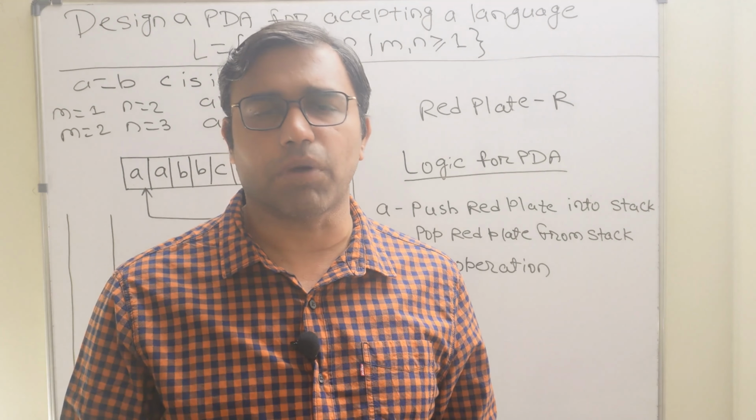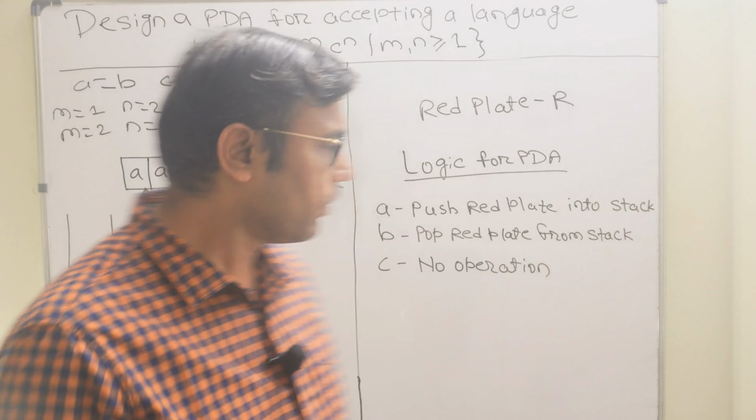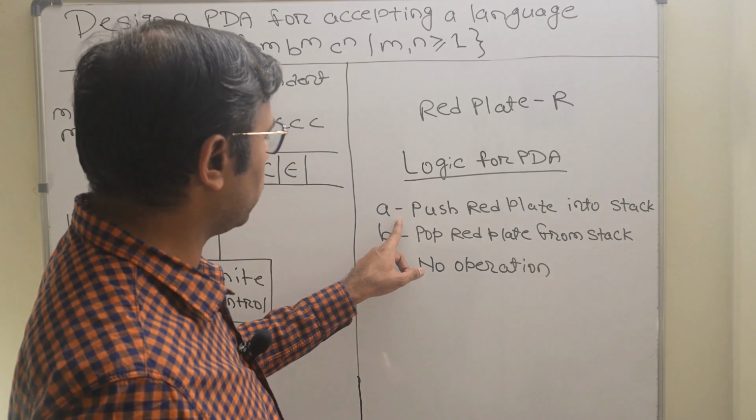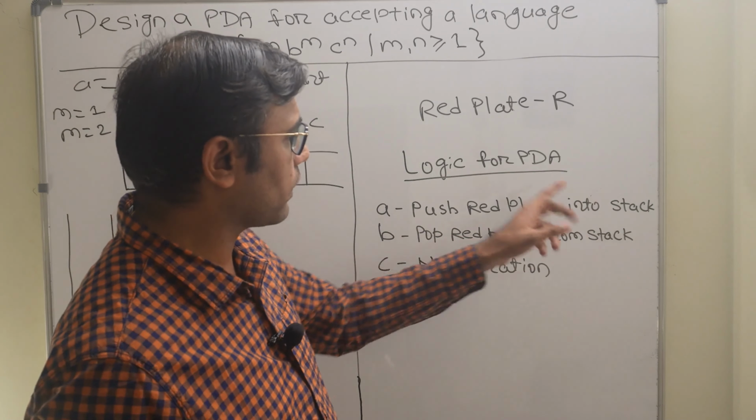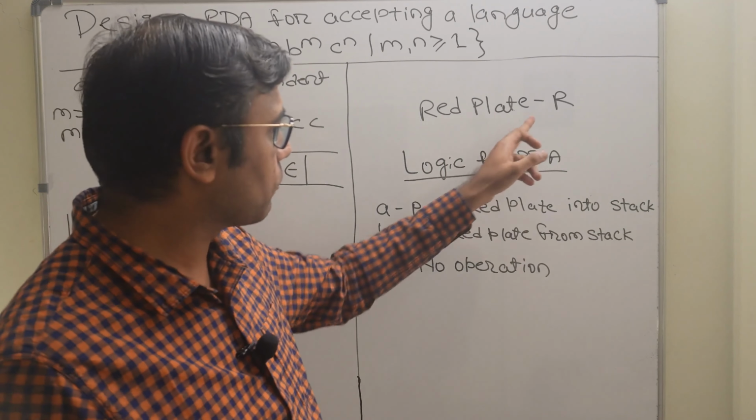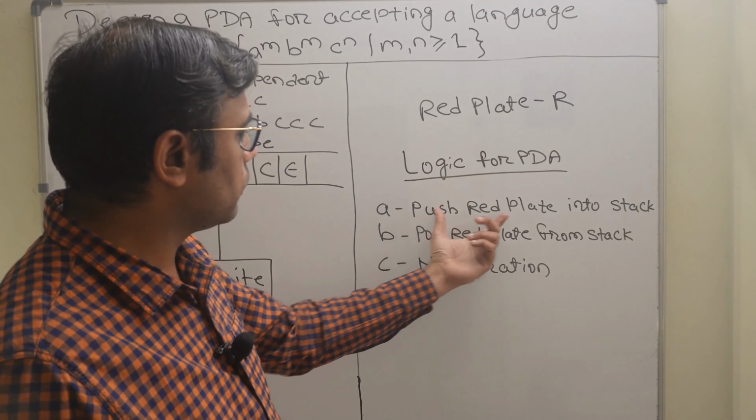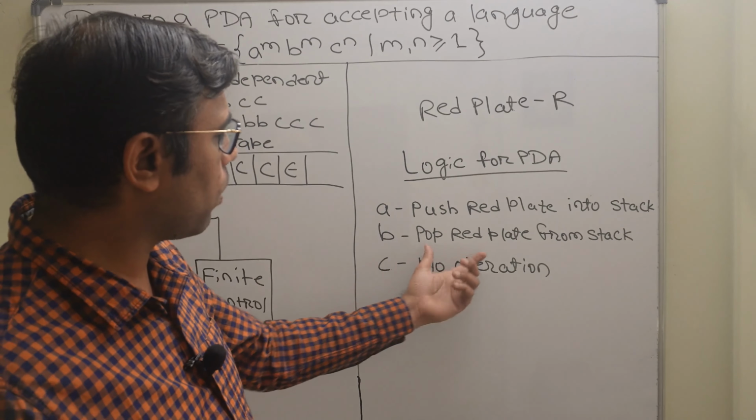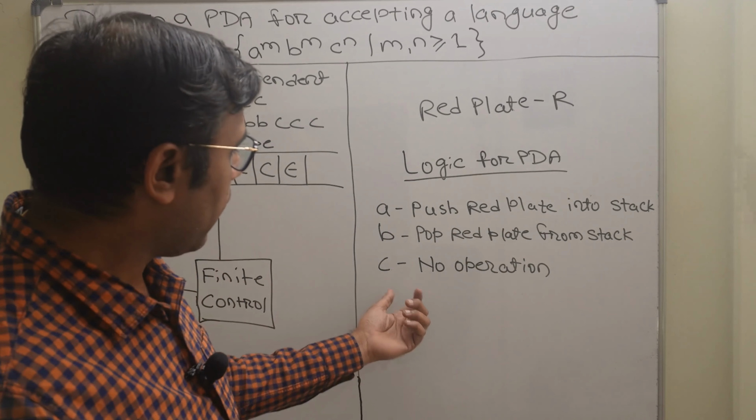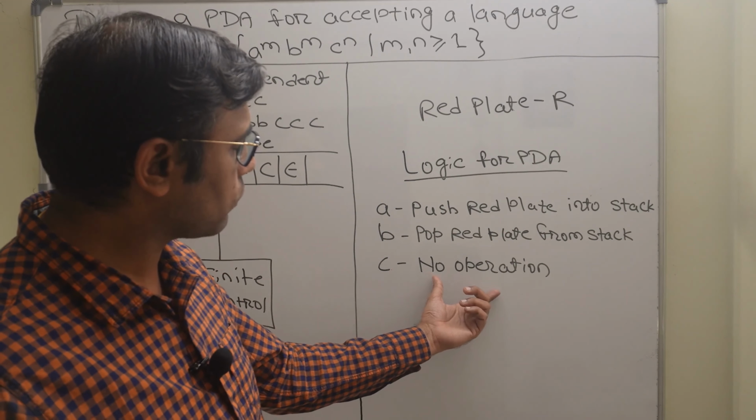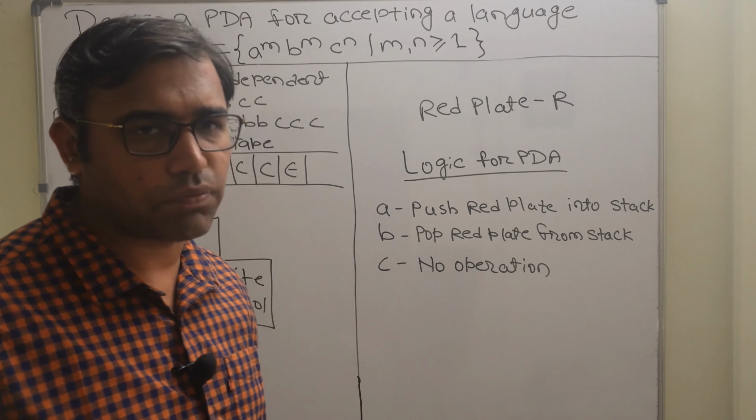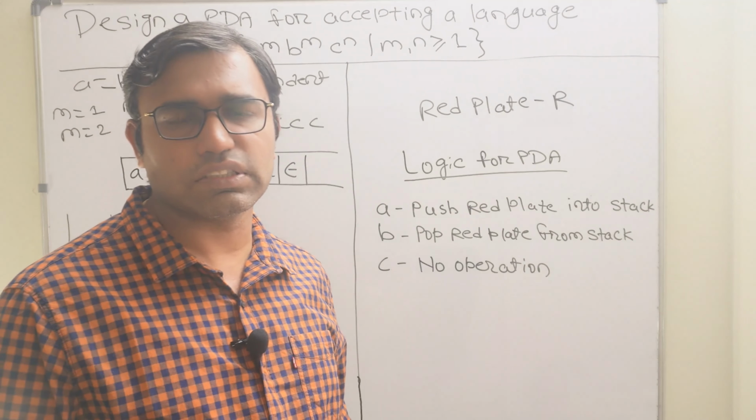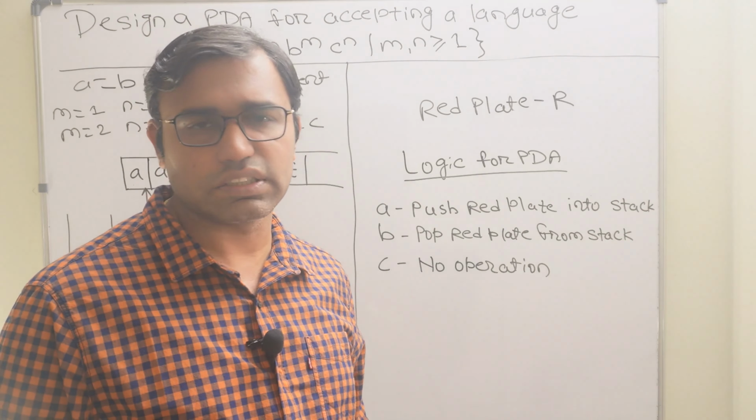So there will be push and pop operations in the stack. The logic is, for A we push the red plate into the stack. We use a red plate, denoted by R, into the stack whenever there is an occurrence of A, and for B we pop the red plate from the stack, and for C, whenever there is an occurrence of C, we will not perform any operation. So this is the logic. First of all I will trace the logic and then I will write the transitions.